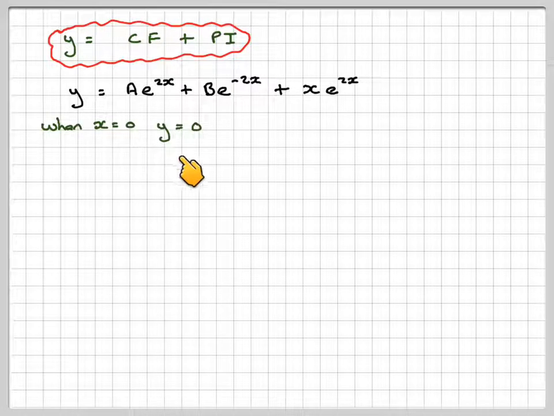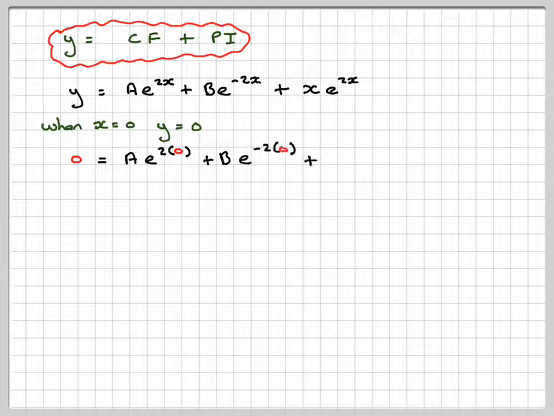When x is equal to 0, y is equal to 0, so we'll just substitute that in. We get 0 is equal to a e to the 2 times 0 plus b e to the minus 2 times 0 plus 0 e to the 2 times 0. Well, that's 0. e to the 0 is equal to 1, so we're just going to get a from there. And again, e to the 0 will be 1, so we get that 0 is equal to a plus b.